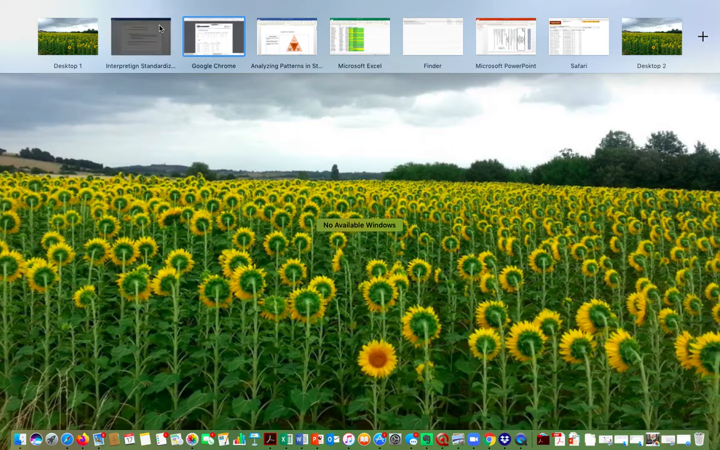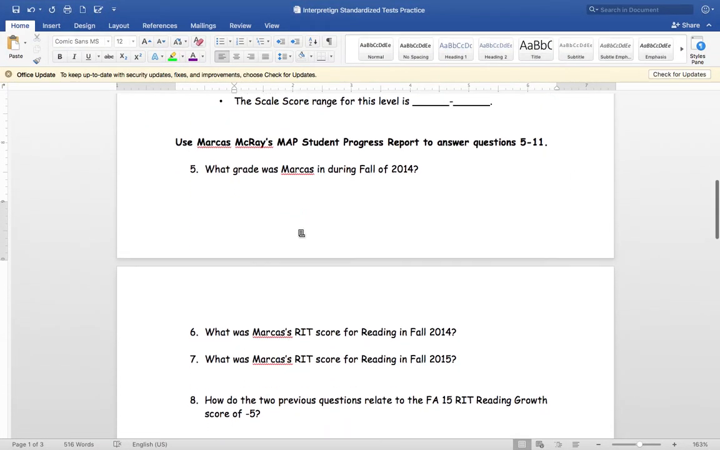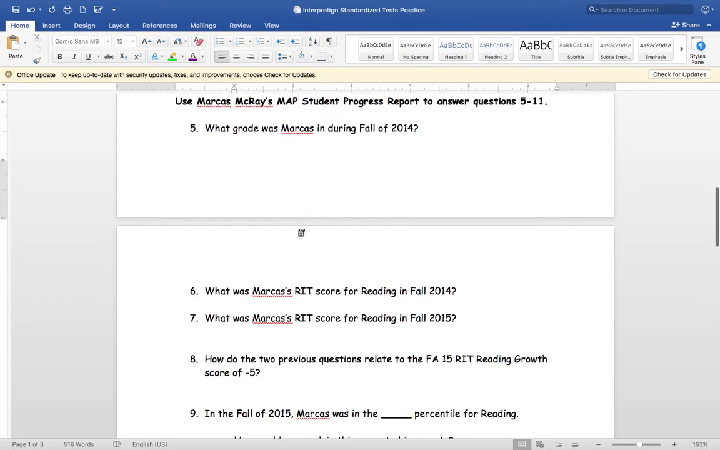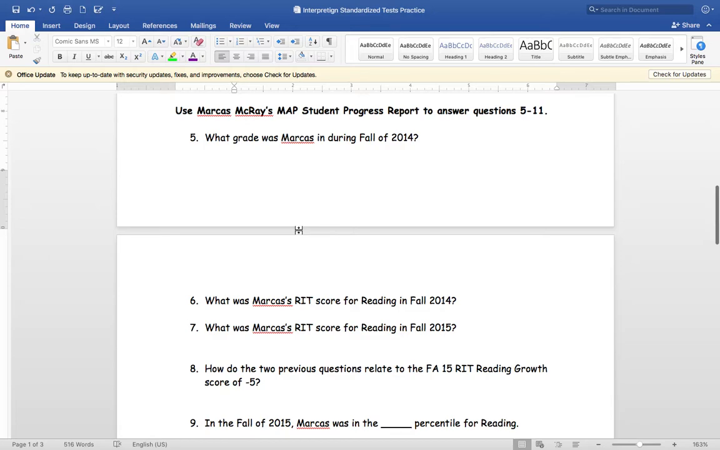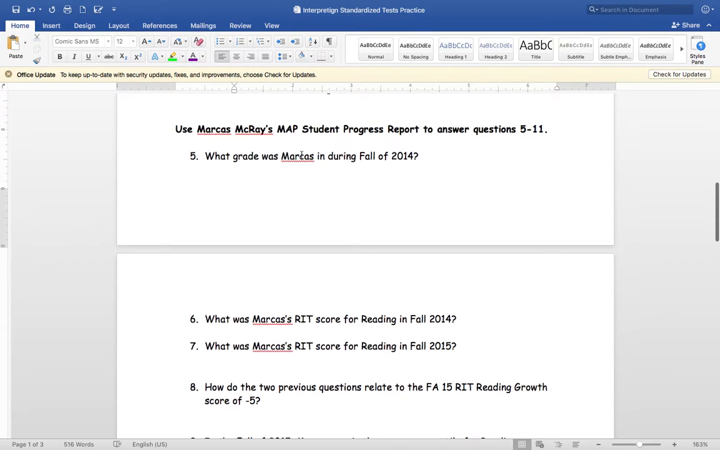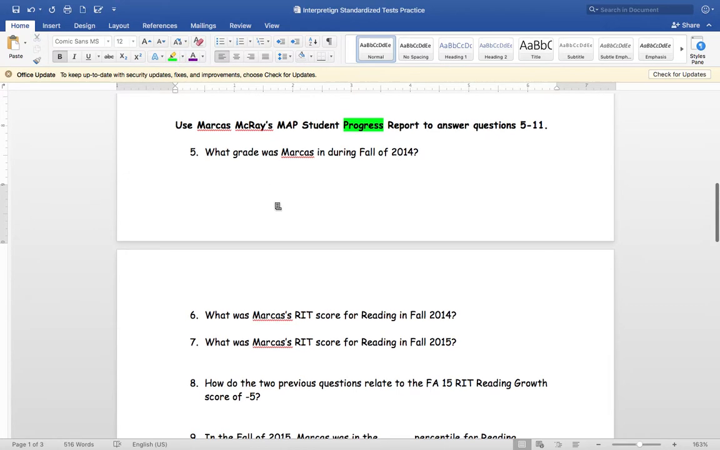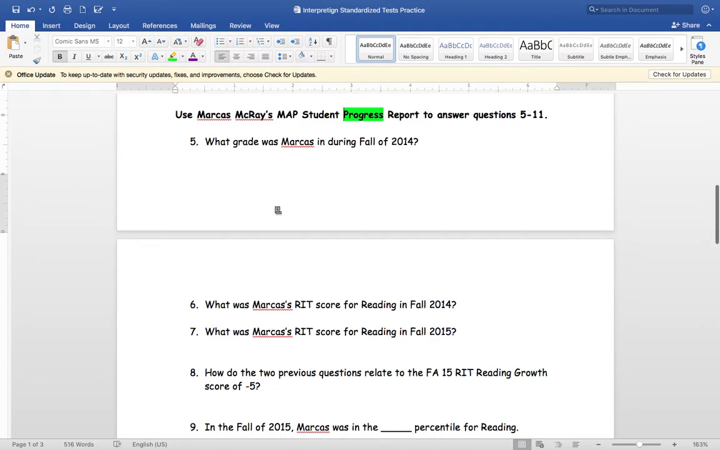Okay, so let's move on from South Carolina PASS, and now we're going to look at Marcus McRae. Okay, so this is a MAP student progress report. The key term there is progress. So we are tracing student progress. Now, this can get kind of confusing because I have searched and searched for a more clear image of this student progress report, but this is the best I could find.